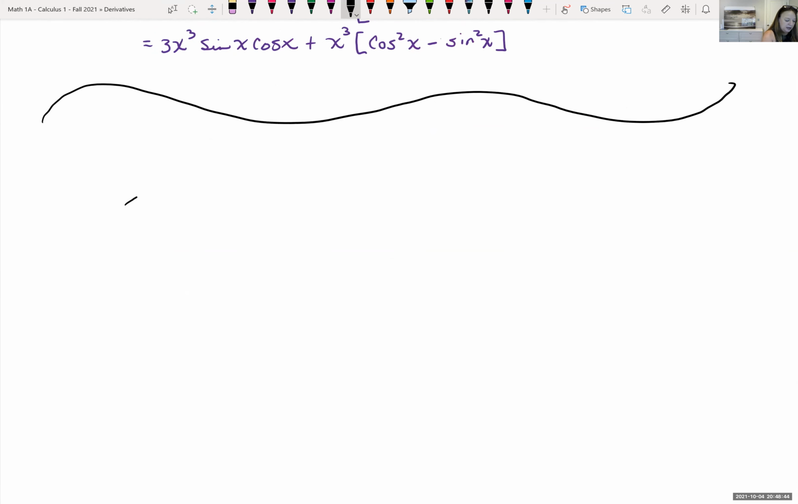For example, if you looked at the limit as theta is approaching pi/6 of sine of theta minus 1/2, all over theta minus pi/6.